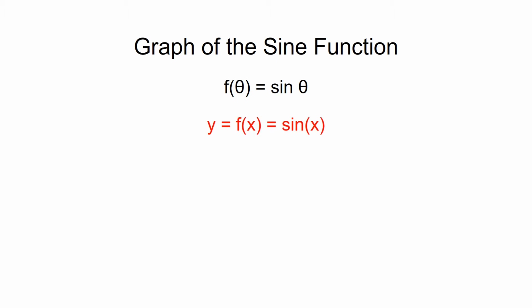As is true for any function, we can change the variable that we use as the argument of the function. Here we replace theta with x, and we note that f of x equals y. By expressing this function in terms of x and y, we can now graph the sine function in the xy plane.